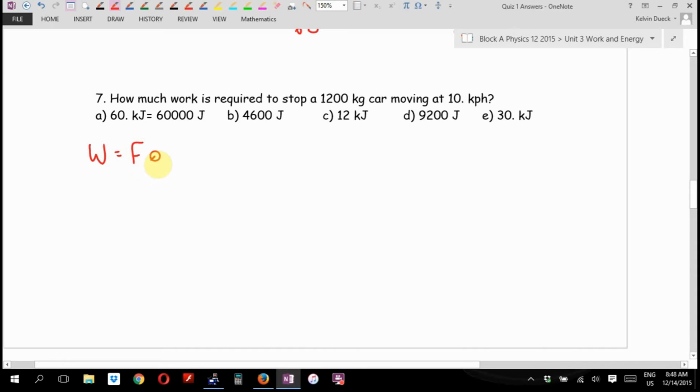My first thought, Jake, is work equals force times distance. I don't see a distance here or a force here anywhere. My second thought is work is the area under a... I don't see a graph here anywhere. Oh, the third definition of work.